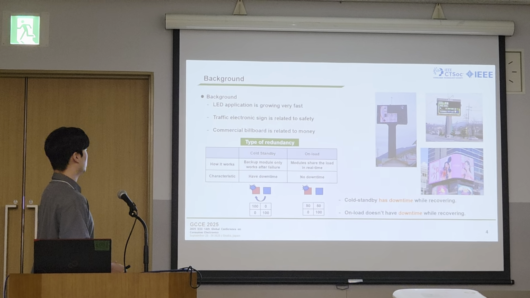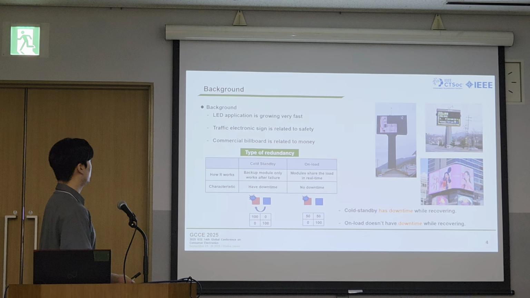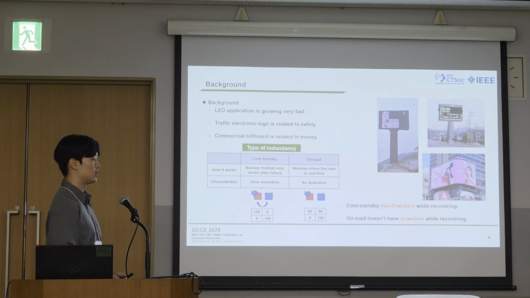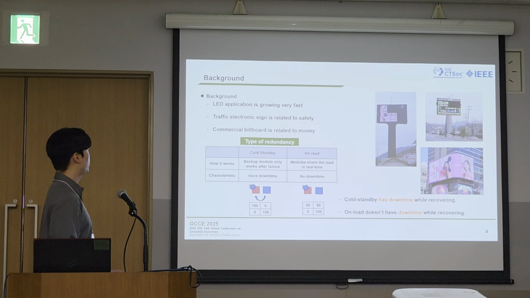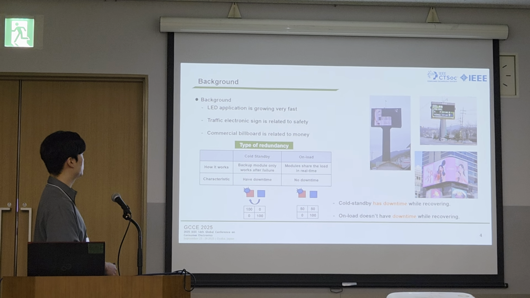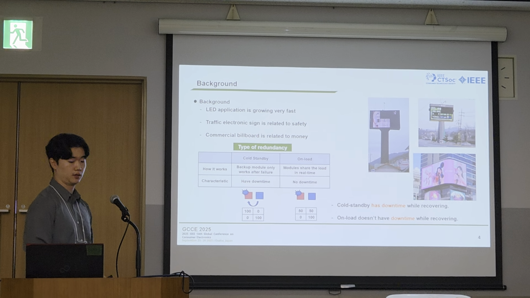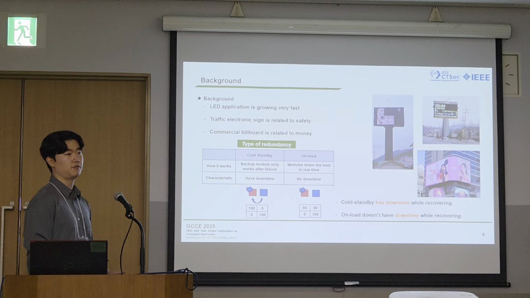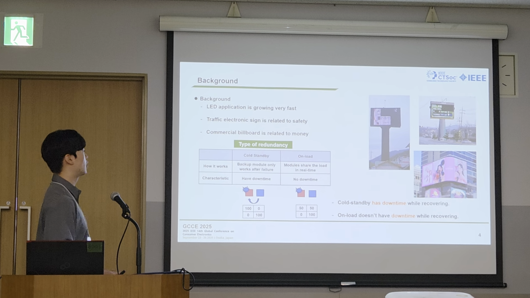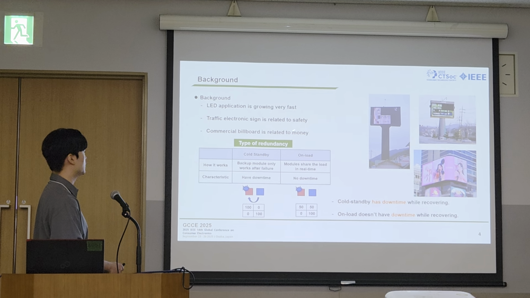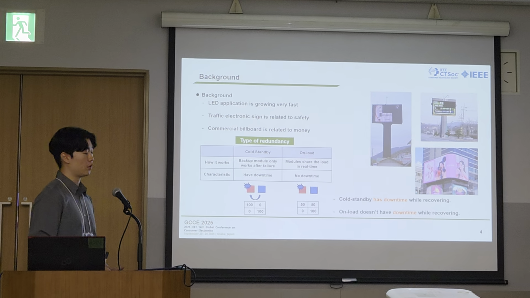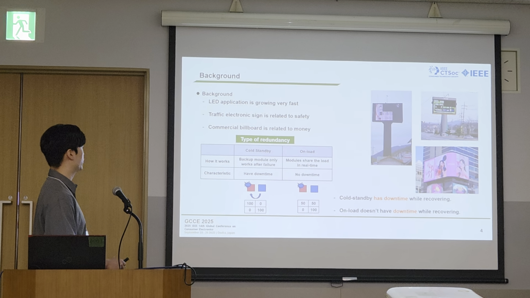The following page is the background. As we know, LED applications are growing very fast. Especially, traffic electronic signs are related to safety, and commercial billboards are related to money. So, if a failure occurs in these systems, it can cause big problems in safety and business. To prevent these problems, there are two types of redundancy.